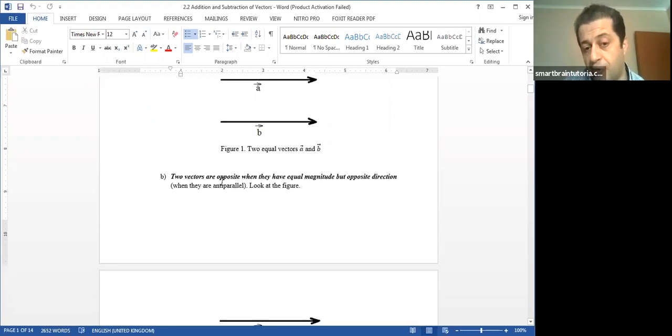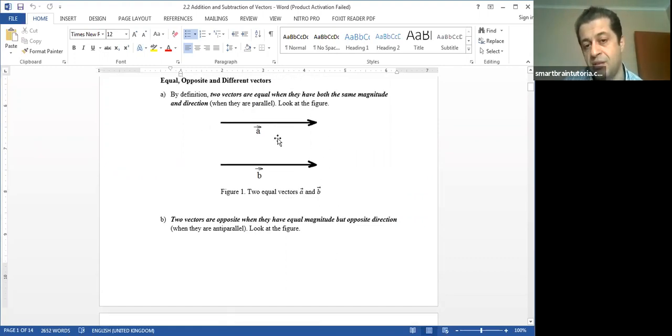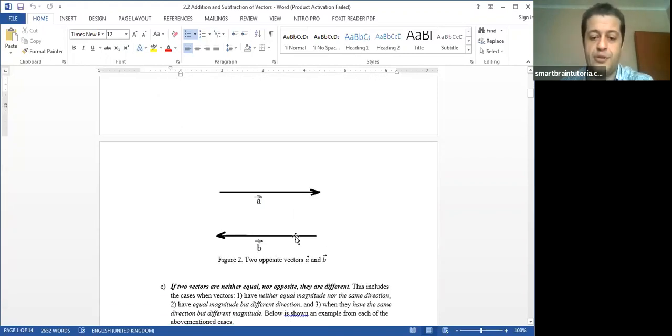Two vectors are opposite when they have equal magnitude, but they have opposite directions. That means when the first vector is due east, the second vector is due west, but they both have the same length. That is the meaning of opposite vectors. In all the other cases, we have different vectors, neither equal nor opposite.